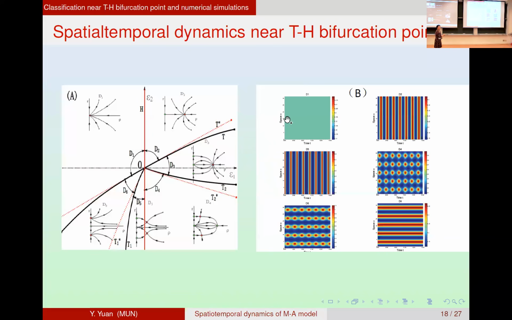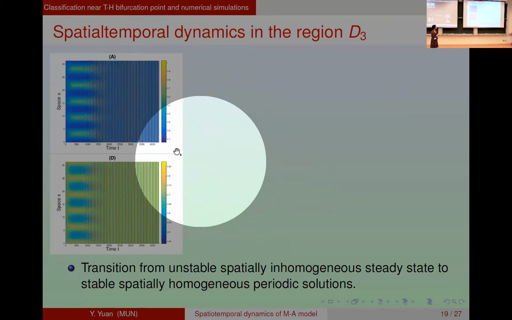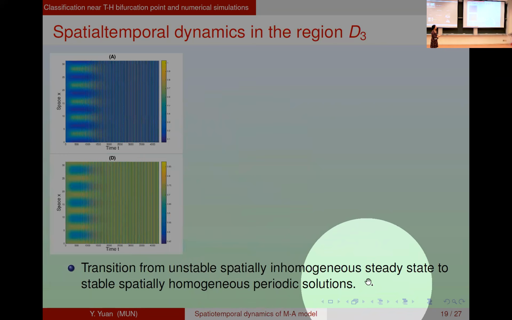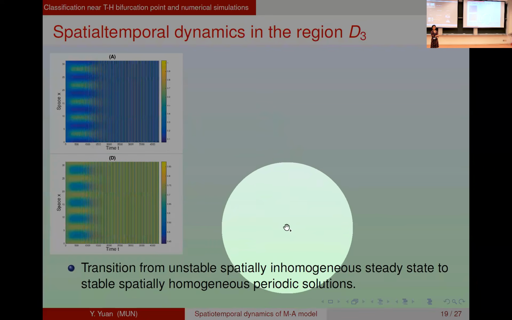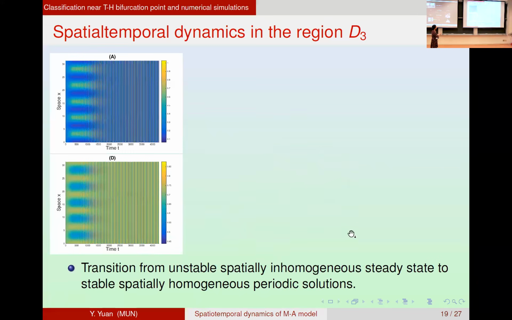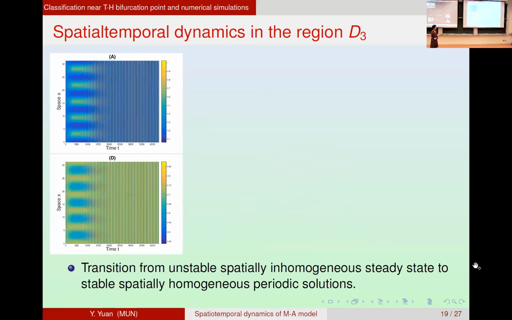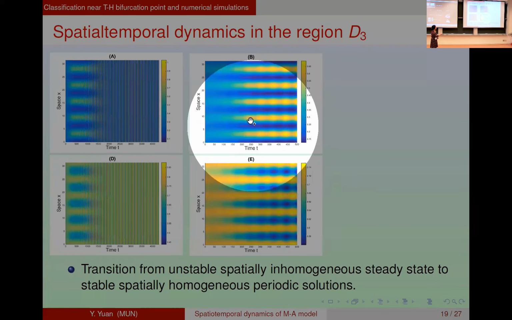So how's the transition in this? Actually, this is the whole picture of this transition, from an unstable, spatially inhomogeneous steady state to the stable, spatially homogeneous periodic solution. If we separate the starting part and the ending part, we can see it more clearly. So this is the starting part.